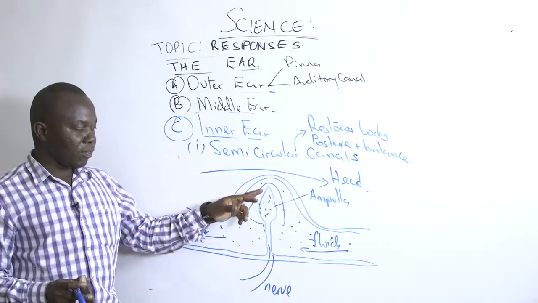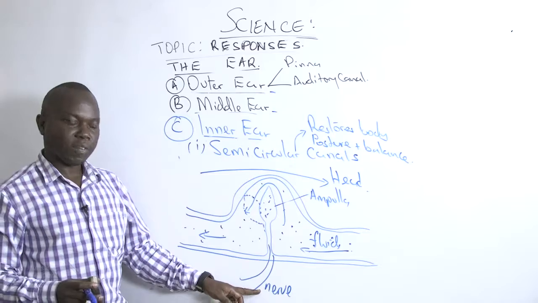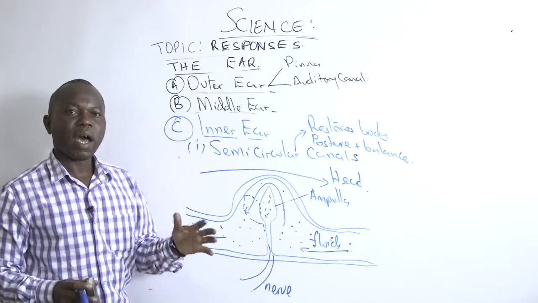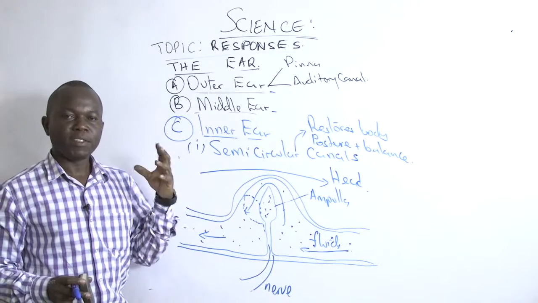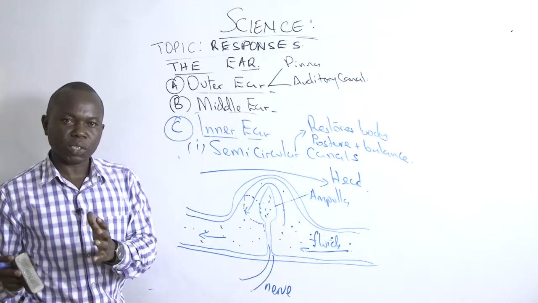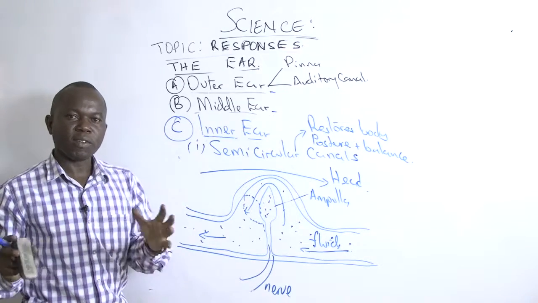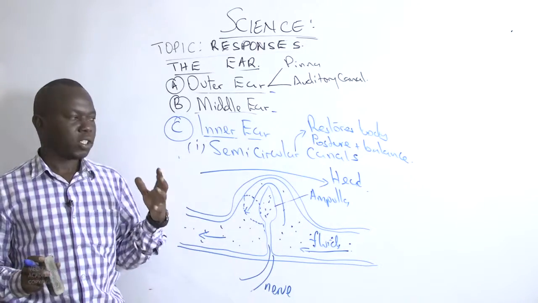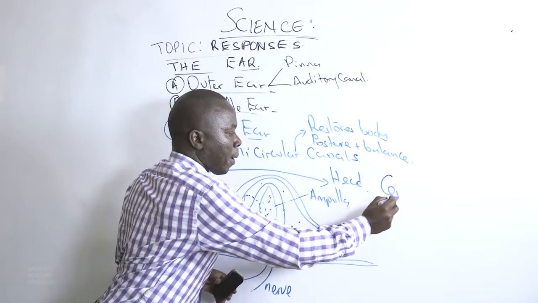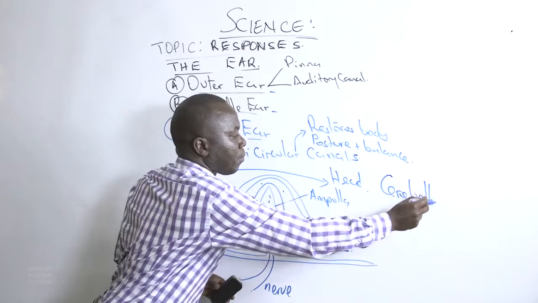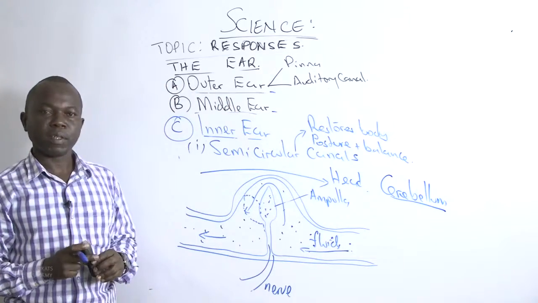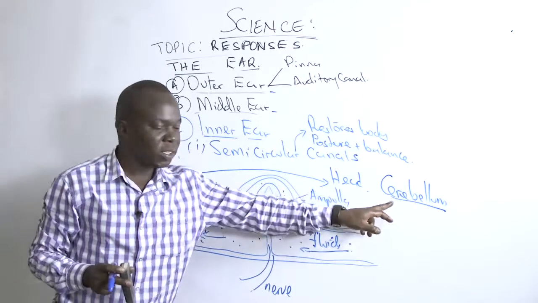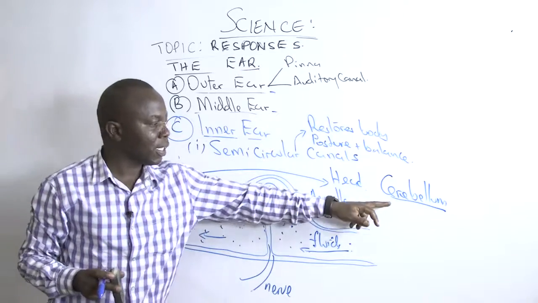That nerve impulse will travel through these nerves to the auditory nerves, and then to the brain. The specific part of the brain that is involved in bringing about body balance and posture is called the cerebellum. Remember, we talked about parts of the brain. For hearing it is the cerebrum, but for body posture and balance it is the cerebellum.